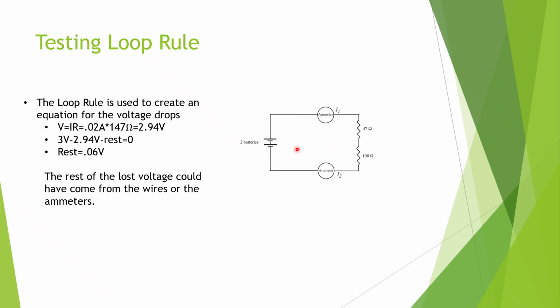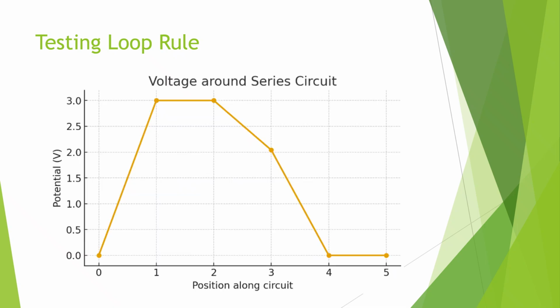And this shows the loop rule because if you start at a point, say here, and you go through the two batteries to get +3, as you go through the rest of the circuit, it will slowly lose voltage until it gets to 0, back at where it started. And this graph shows what I just said, which is it goes through the batteries to get to 3 volts, and then drops from the first resistor and then drops from the second resistor. And this graph does not show loss of voltage throughout the wires or ammeters because it cannot be predicted where this loss is actually coming from.